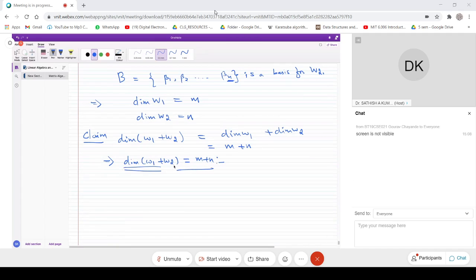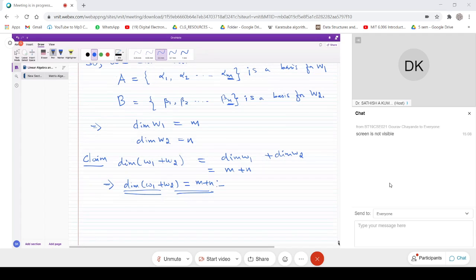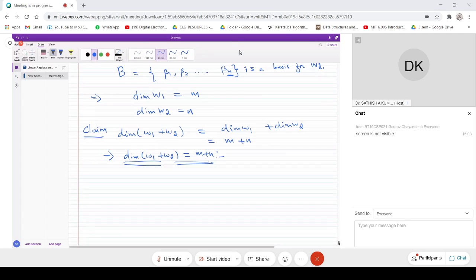Okay, this is what we want to prove: the dimension of W1 plus W2. Because these two we have done: the dimension of W1 is m, and W2 is n. Those two are true. Now we have to do only this part: the dimension of W1 plus W2 is m plus n. Now we'll do that.